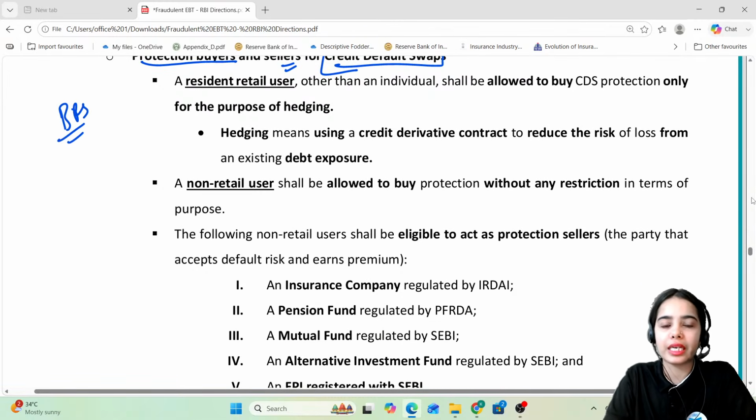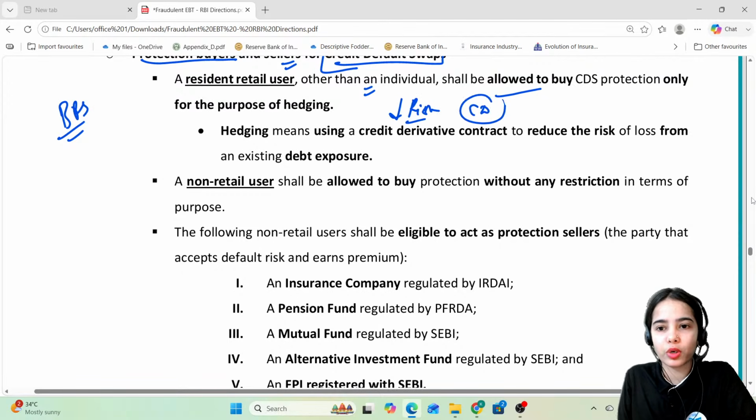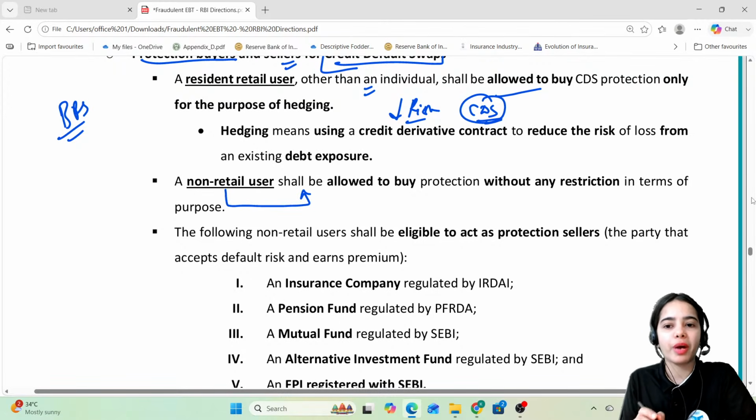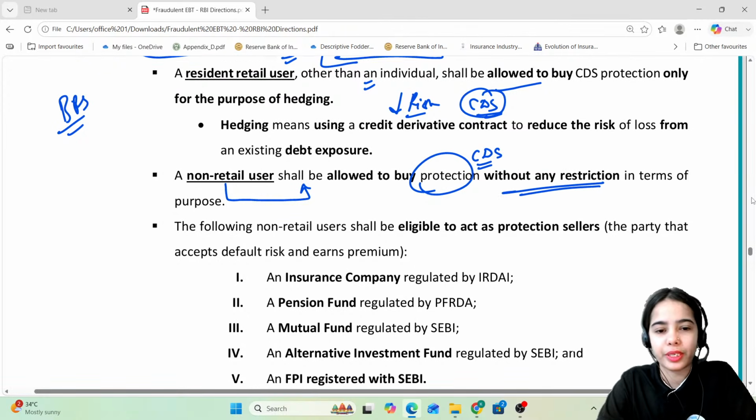Resident retail users other than individuals shall be allowed to buy the credit default swap for hedging purposes only, for reducing the risk. You can buy the credit default swap for reducing the risk. A non-retail user shall be allowed to buy protection, to buy the credit default swap, without any restriction on hedging or speculation purposes.